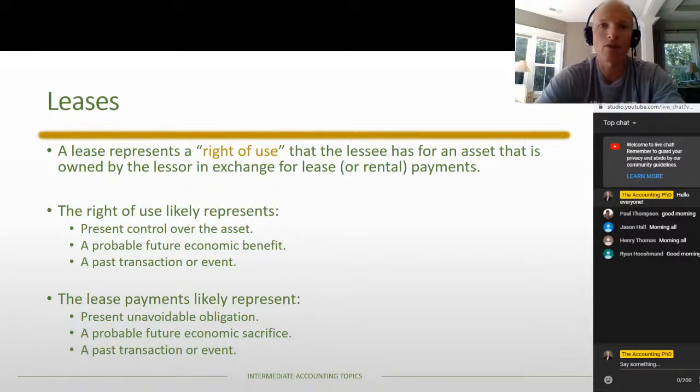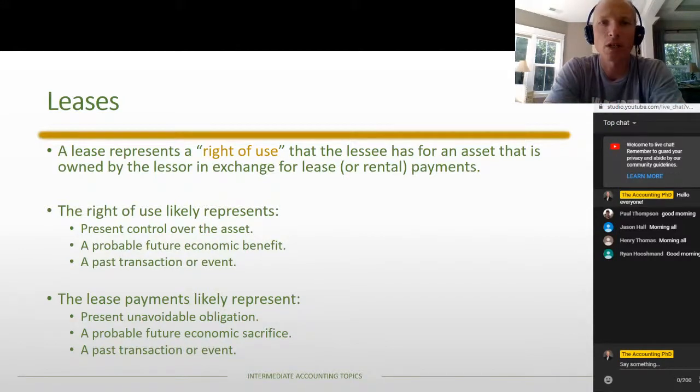So the right of use is an asset under U.S. GAAP, regardless of the classification of the lease. We have this right of use, so we have an asset. At the same time, we have this obligation to make lease payments, and it's unavoidable. There's an economic sacrifice, and there's a past transaction or event. So there are two sides to this transaction: the right of use asset, and the lease liability. Two items simultaneously get created when the lease is signed.